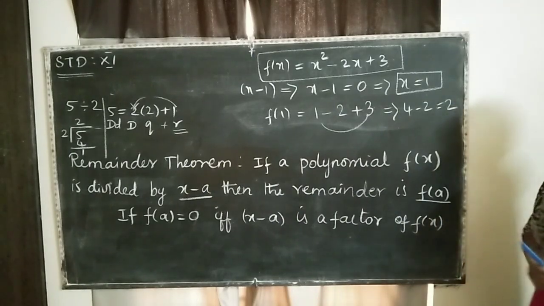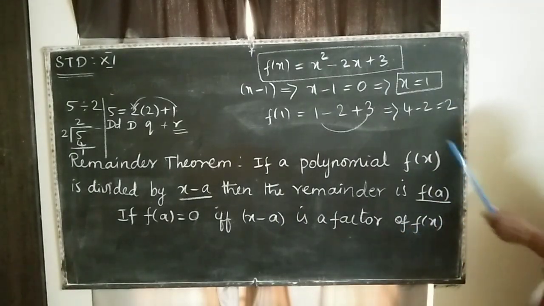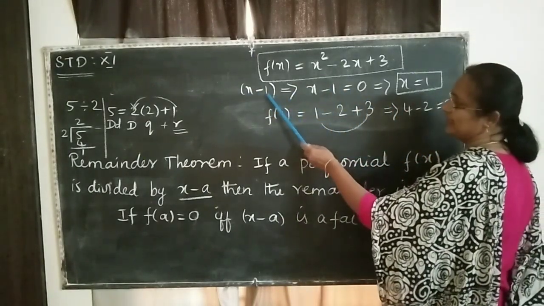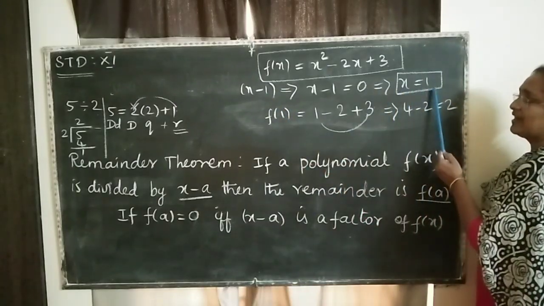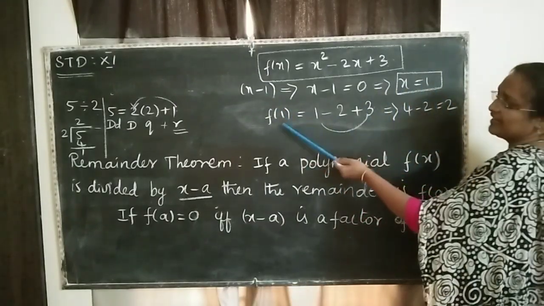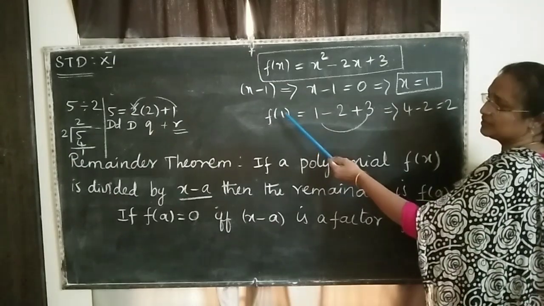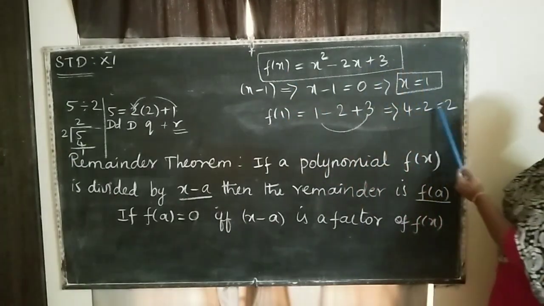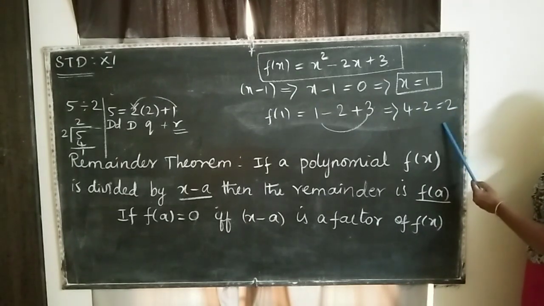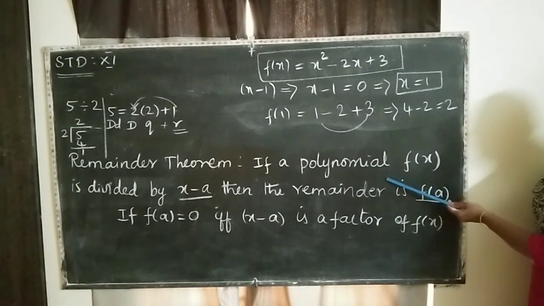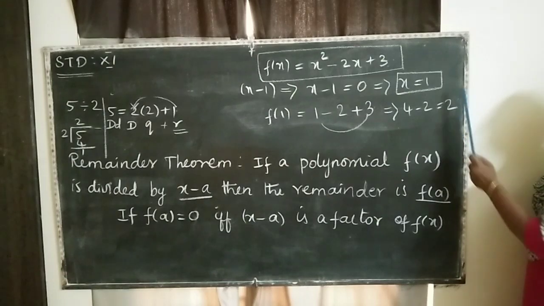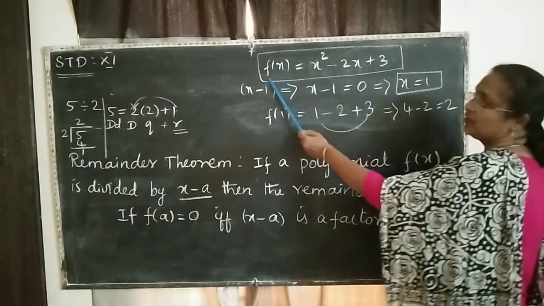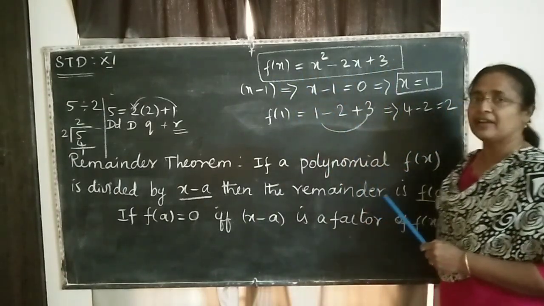So, now according to the remainder theorem, we substitute the factor, that is x minus 1, whereas x takes the value 1, and in the place of x I have substituted 1 in the given polynomial function. Now it leads to the answer 2. So according to the remainder theorem, this 2 becomes the remainder of this polynomial function. Is it clear for you?